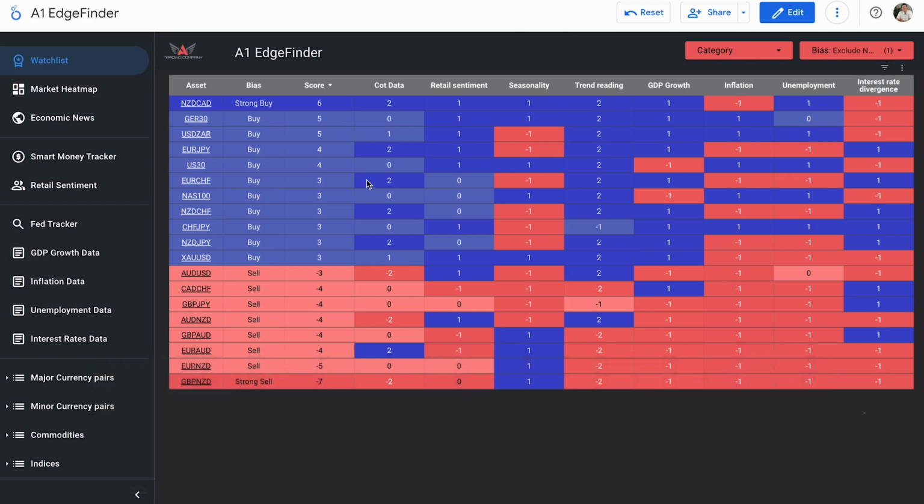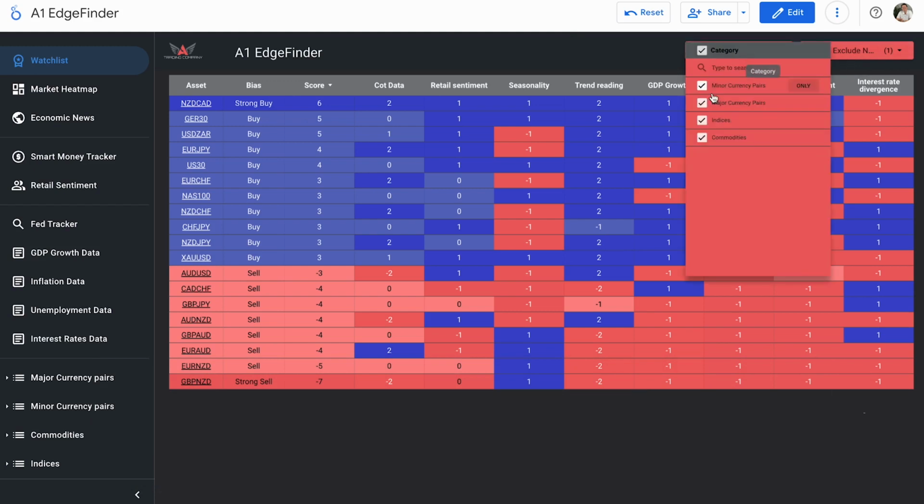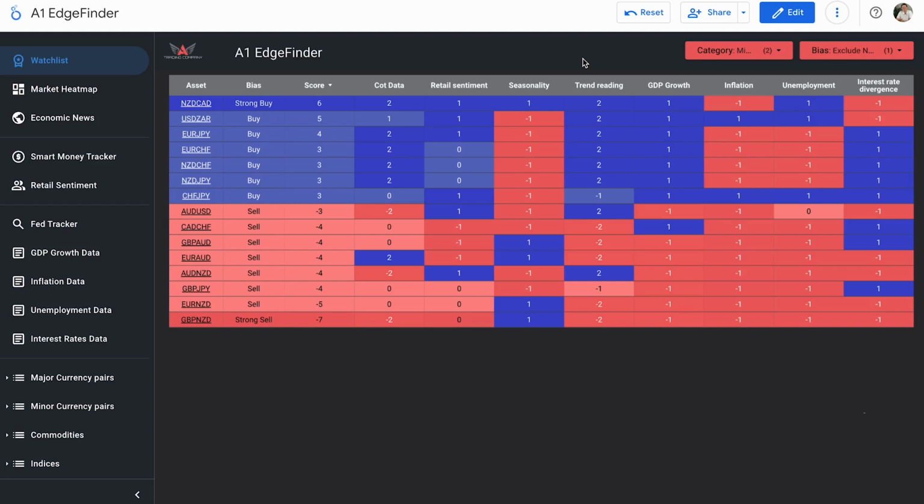But let's go ahead and check out our buys and sells. I've already removed the neutral biases. I'm going to remove the indices and commodities as well because I want to focus on our currency pairs, and it looks like we have an even amount of buys and sells here, with one strong buy being NZD CAD, score of +6, and one strong sell being GBP NZD, score of -7. So GBP NZD and NZD CAD have kind of been running the show for the past week. Both our strongest buy and strongest sell has stayed pretty consistent throughout the week so far.